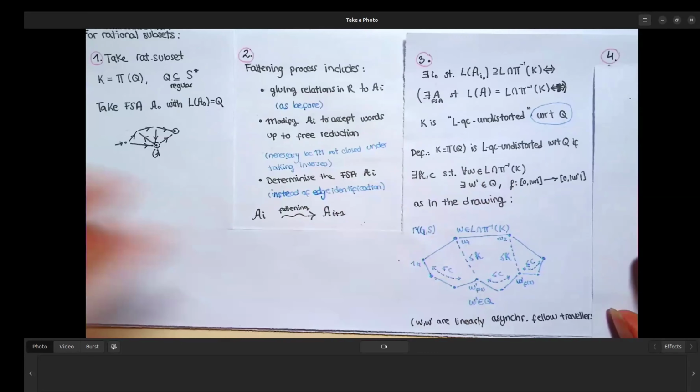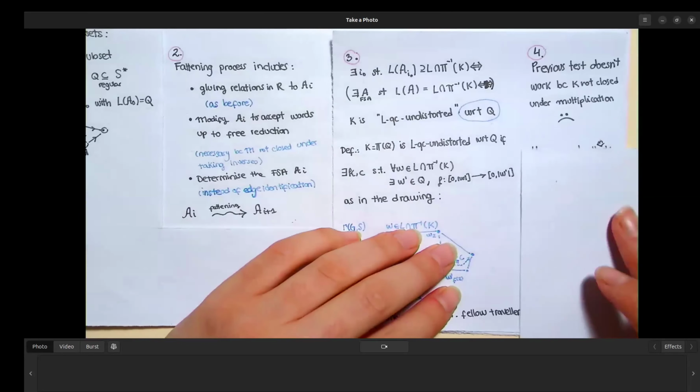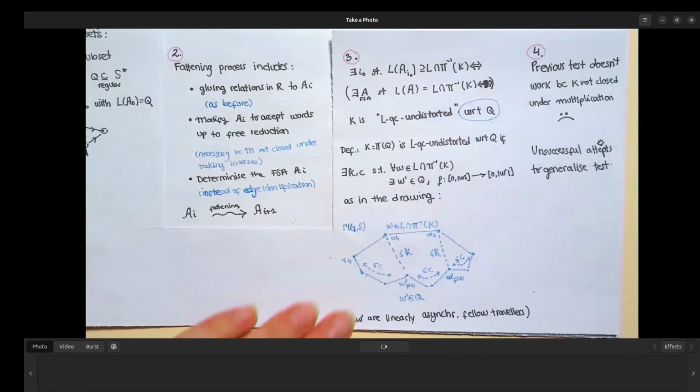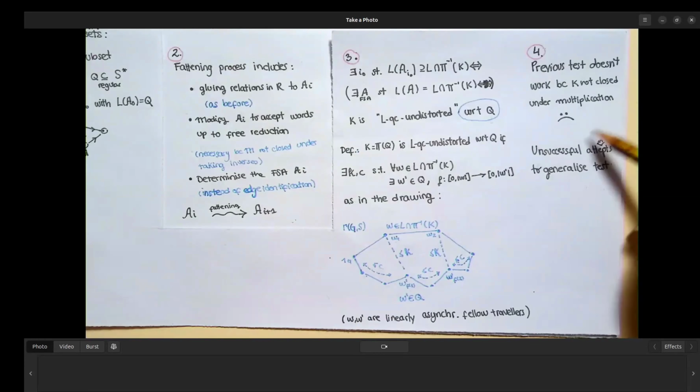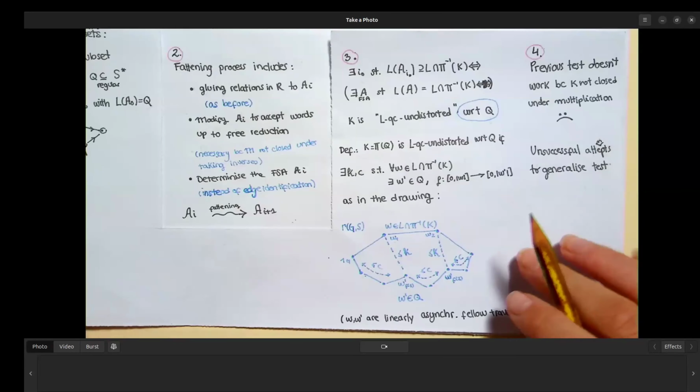And as I spoiled before, the previous test doesn't work here because we don't have closure under multiplication. For the last year, we've tried in several different ways to generalize the test that works for subgroups so that it works here, playing with some fake closure under multiplication that rational subsets have, but we've not managed to do this so far.